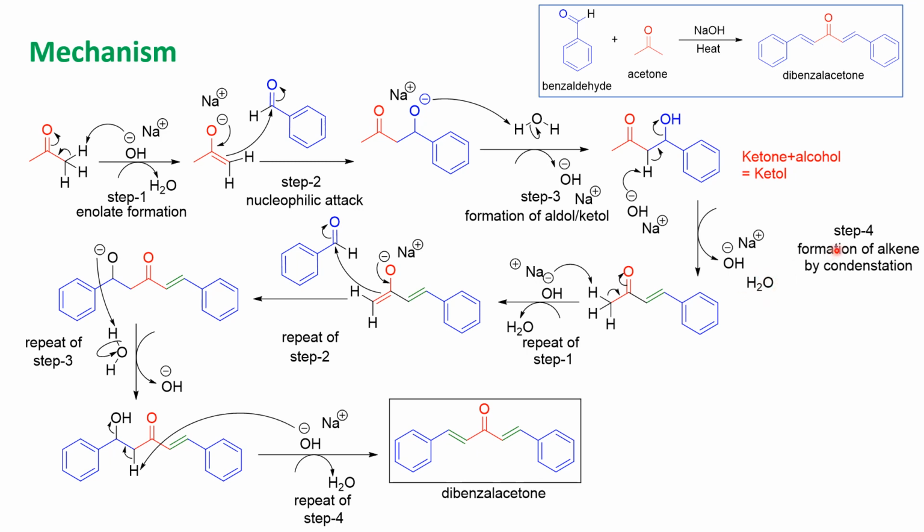If you repeat step 1, 2, 3, and 4 on the other side, so we started on left, now right side. If you do the same thing on the left side, enolate formation, nucleophilic attack, then ketol formation, and then condensation, you are going to get dibenzalacetone. So that's about the mechanism.